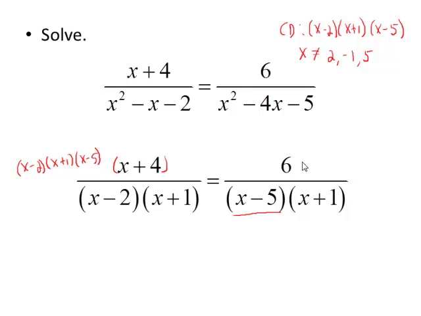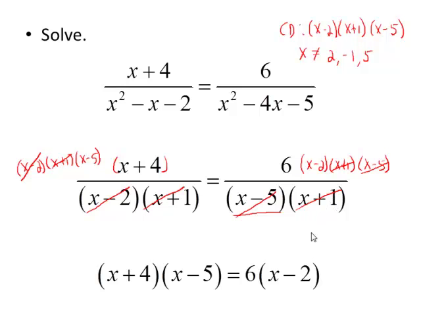Same thing on the right hand side, x minus 2, x plus 1, x minus 5. And I'm going to divide out common factors. The idea again here is to clear the fractions, x minus 2 and x plus 1, leaving me with just x minus 5 times x plus 4 on the left. On the right side, divide out the x minus 5 and the x plus 1, and that just leaves me with 6 times x minus 2.